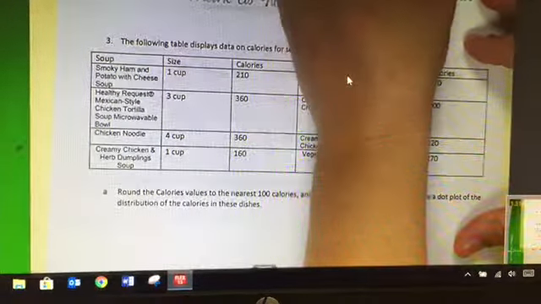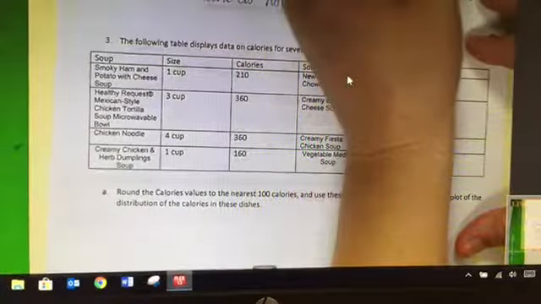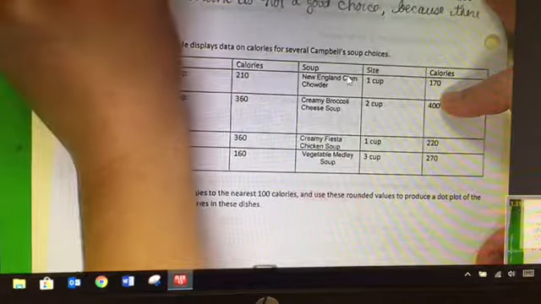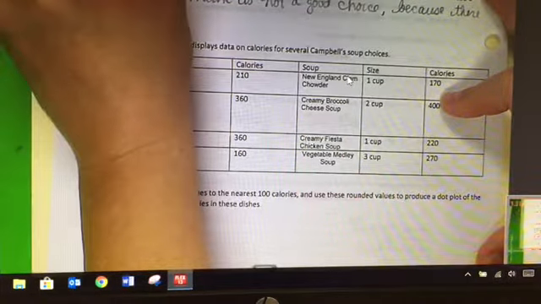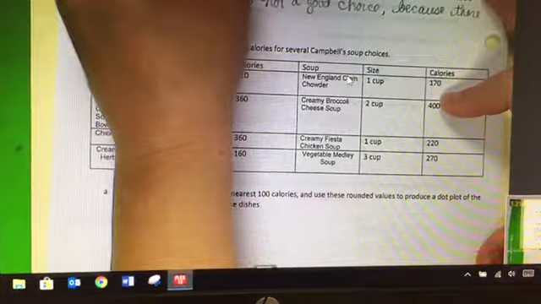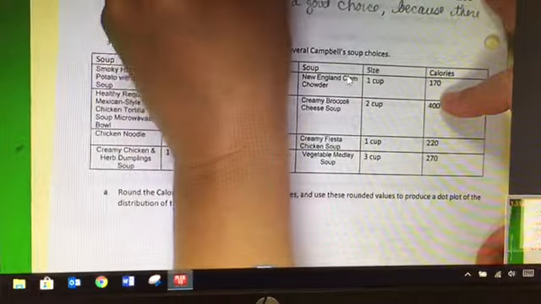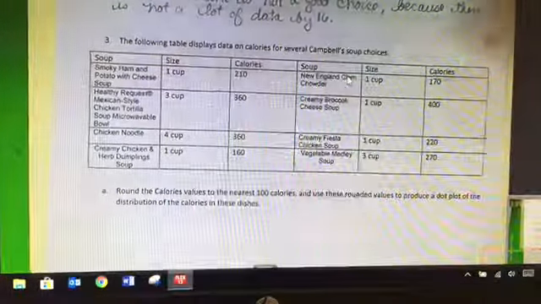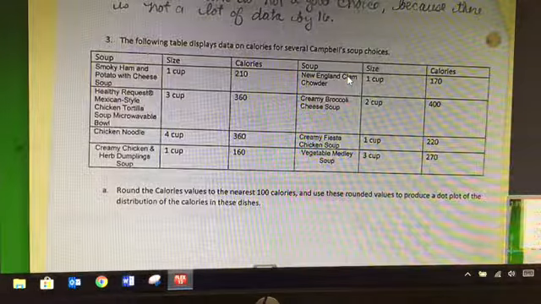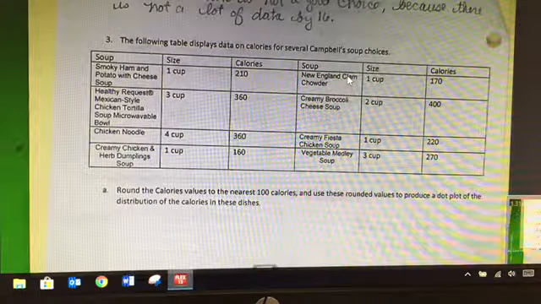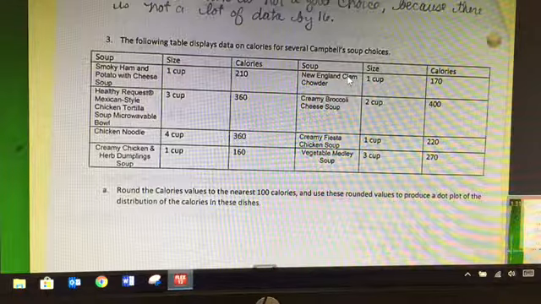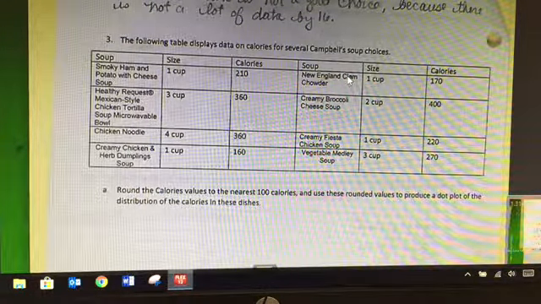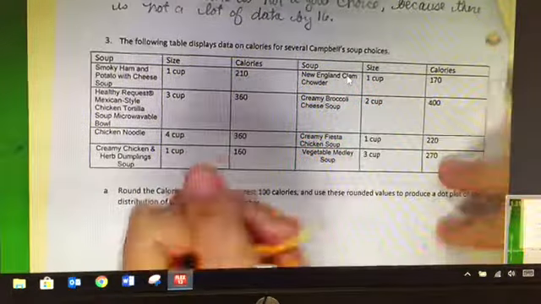Because there is not a lot of data by 16. Remember, use that evidence. Let me know what the mean is. When we looked at it, we had a cluster that was higher, and we had a cluster that was lower than our mean.